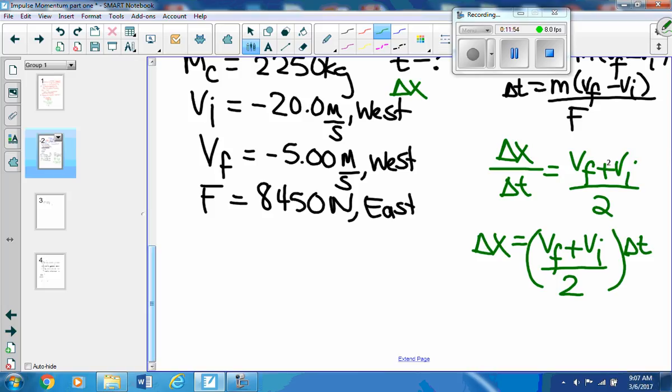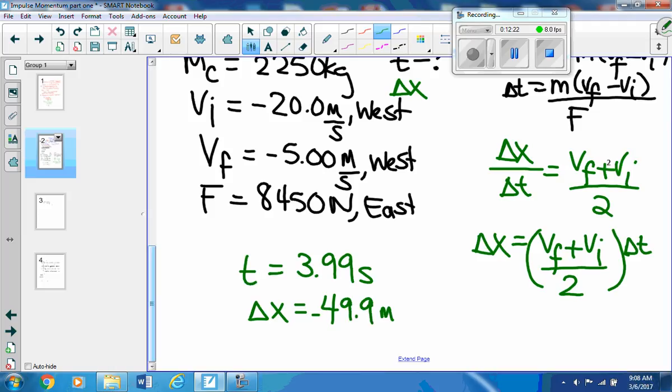Okay, so I'm going to let you kind of plug and chug on that, and I'm going to just tell you that your t should be 3.99 seconds, and that your delta x should be 49.9 meters, and it's negative when you calculate it, west. Okay, so I just want to introduce that. I'm going to keep going.